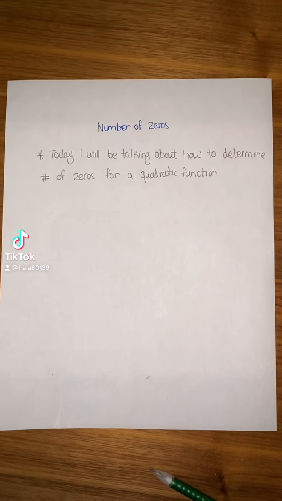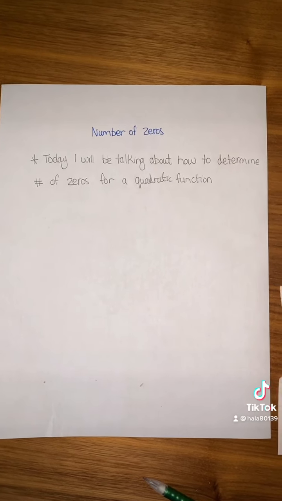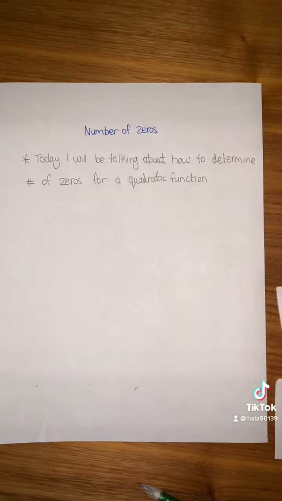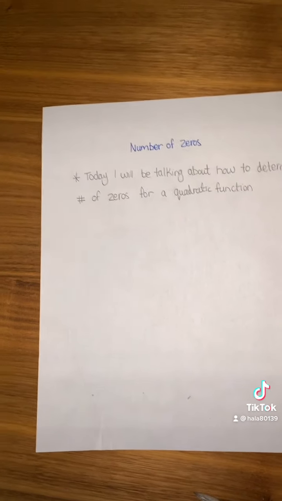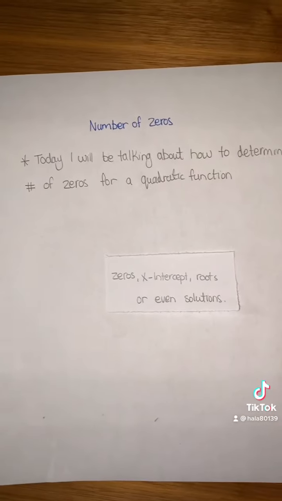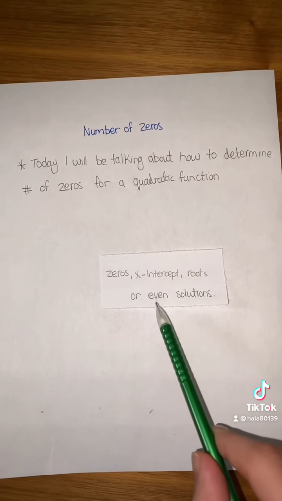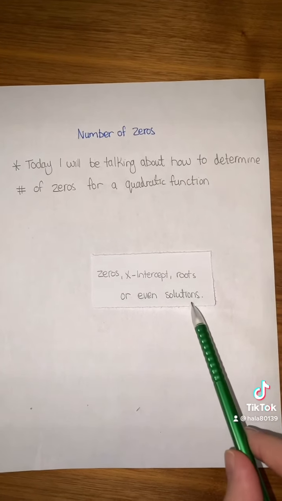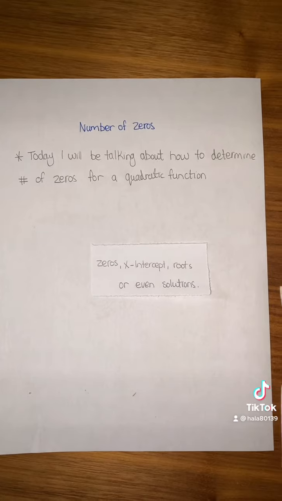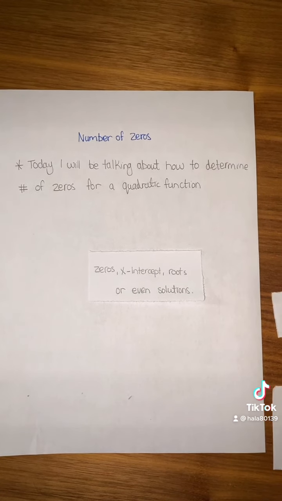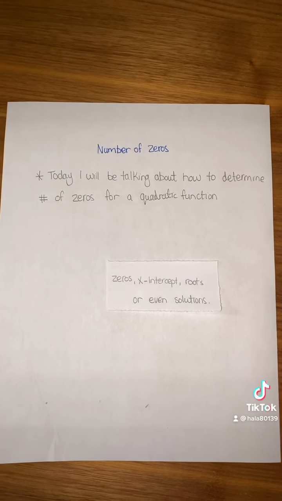Hello, today I'll be talking about how to know the number of zeros in a quadratic function equation. So let's just start and know what zeros are. What do we call them zeros? We can call them zeros, x-intercepts, roots, or even solutions. So a question may ask you, how many roots or solutions do you have in this quadratic function?